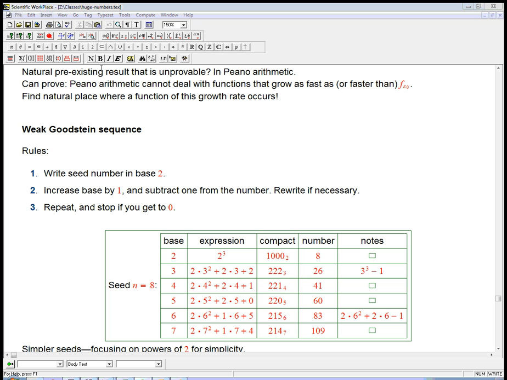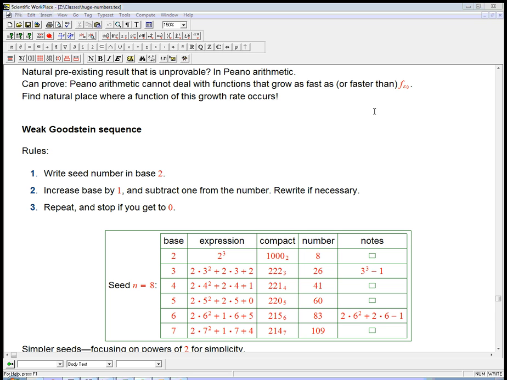The motivation is this idea that we want to find a more natural place, something that doesn't explicitly mention infinite ordinals, where a function of this amazing growth rate, f epsilon naught, actually occurs. If we can do so, then that'll tell us something about what can or cannot be proved in Peano arithmetic, as it turns out. It'll give us a theorem that is true from a more sophisticated perspective, or the more powerful theory, but can't be proved in Peano arithmetic.